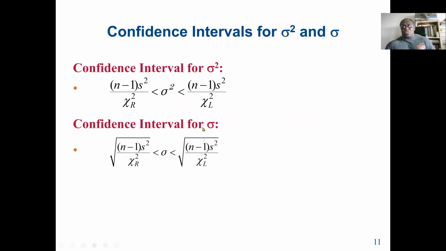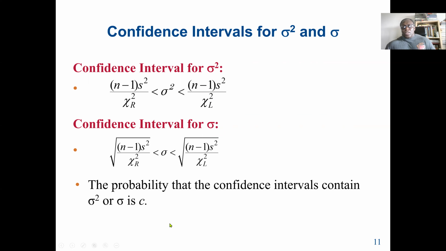Now, the confidence interval for the population standard deviation is just the square root. So take the square root of everything on the left and everything on the right. Now here we say the probability that the confidence interval contains the population variance or population standard deviation is always C, which is again the confidence.